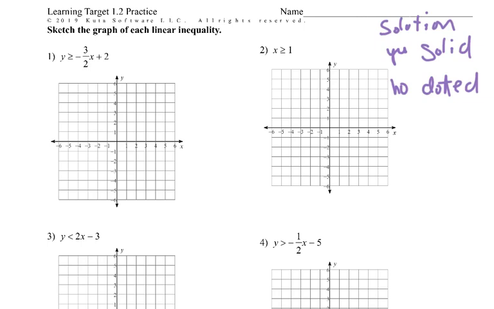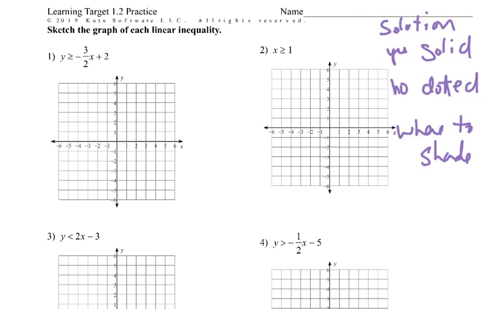Then you also need to know where to shade, okay? And it just depends sometimes. So you can easily graph these with a graphing calculator and see how to do it that way. I'm not really talking about doing it that way. I'll be talking about doing it by hand.